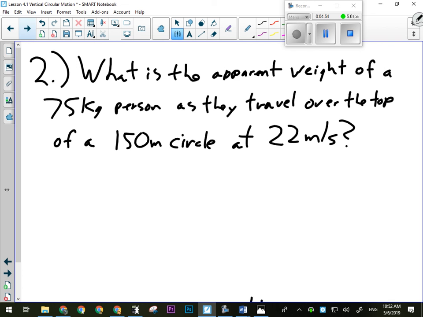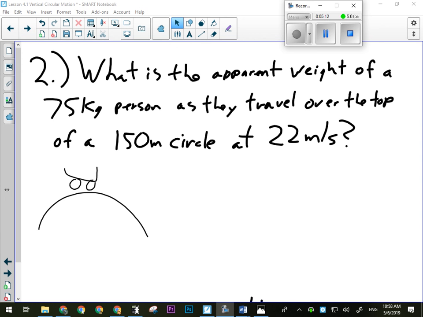Normal force, right? Okay. We're looking for the apparent weight of a 75 kilogram person as they travel over the top of a 150 meter circle. So if we're traveling over the top, we're on the outside of the loop, going over the top. All right, so we're looking for their apparent weight. Give you a few minutes on that one.